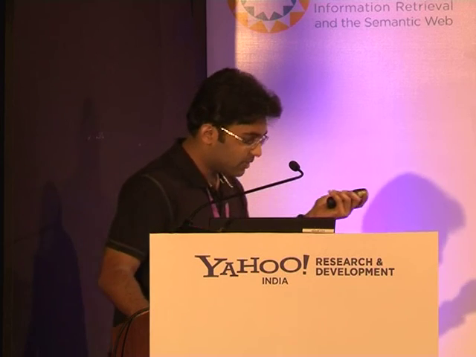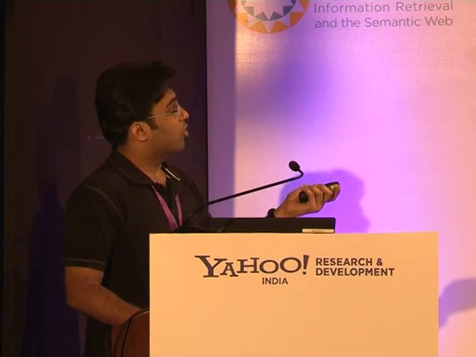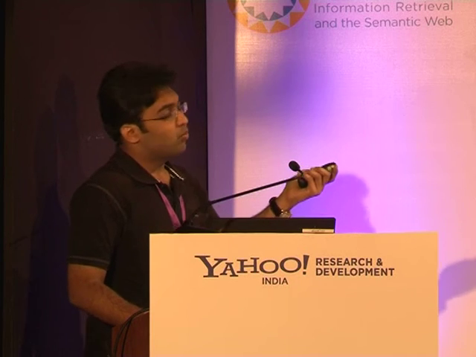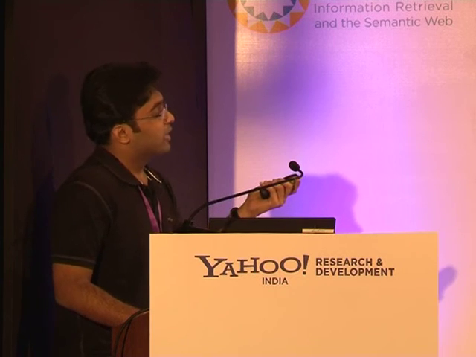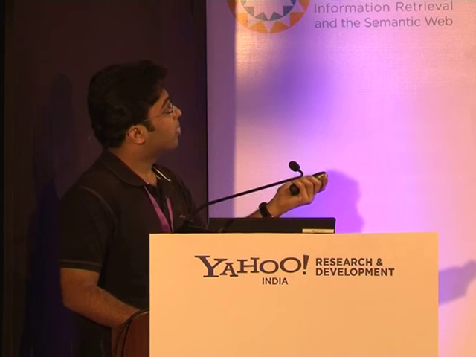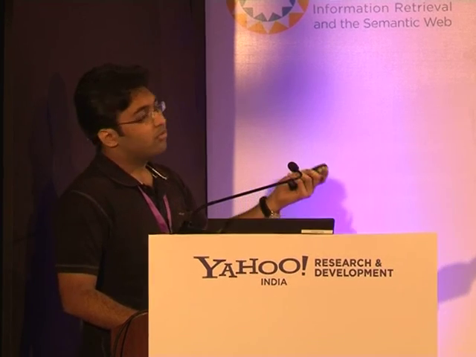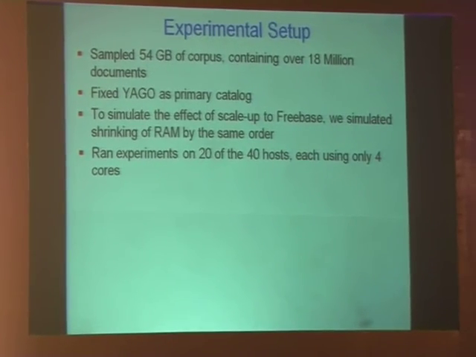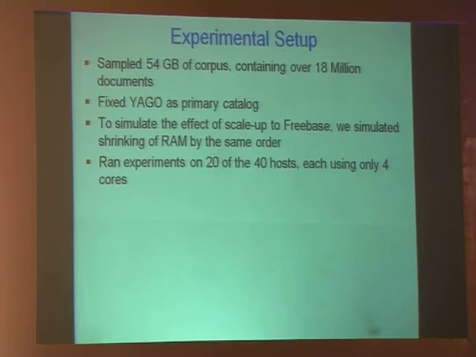Okay. So the final system that we came up with is pretty fast, but the alternative baselines that we considered were so slow that we actually had to tone down our corpus. So we sampled just 54 GB of the entire 1.6 TB, which contains over 80 million documents. We fixed our catalog to be Yahoo, and to simulate the effect of scale up to Freebase, we simulated shrinking of RAM by the same factor. And for the same reason, we ran experiments on just 20 of those 40 hosts, each using only 4 cores.